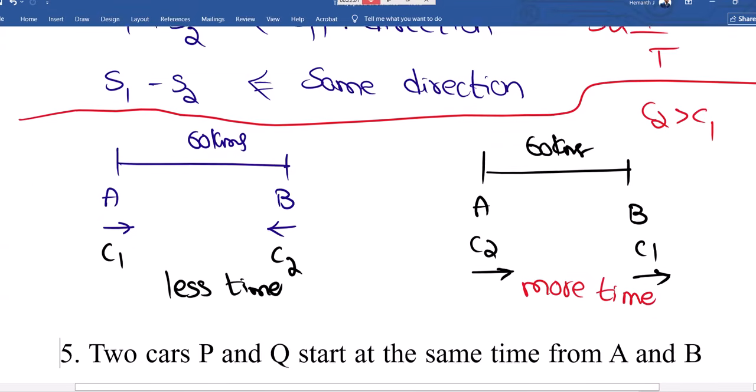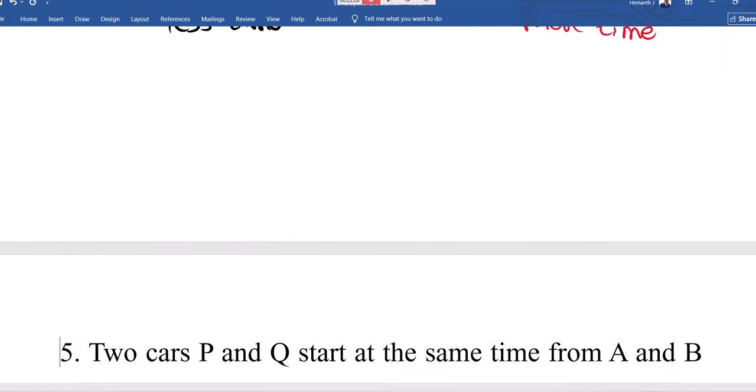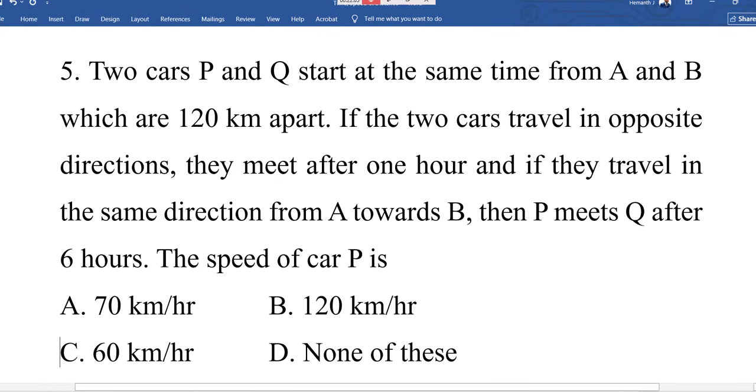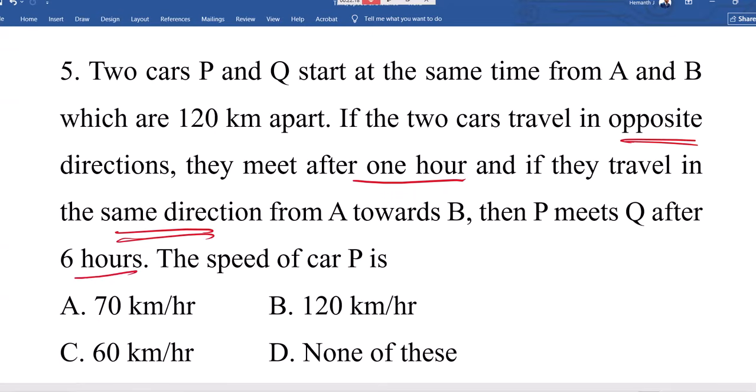Right? Now in this question you can see the gap is 120. I gave an example with 60. Here the gap is 120, and in the opposite direction they will take only 1 hour to meet, and in the same direction 6 hours to meet. In both cases the distance is 120 only.